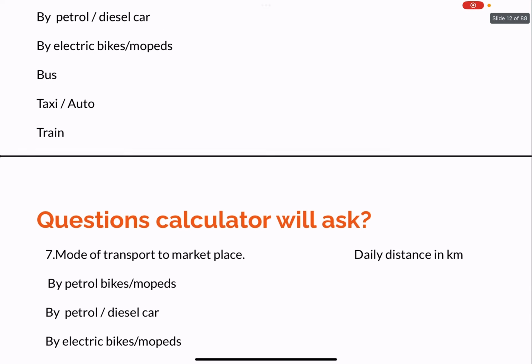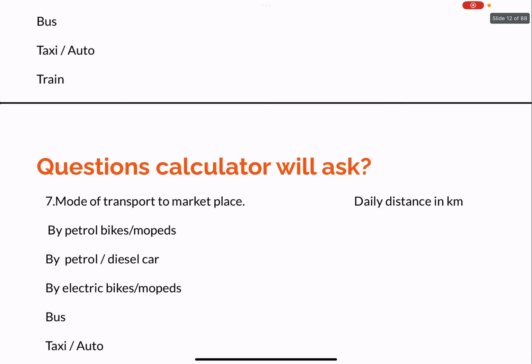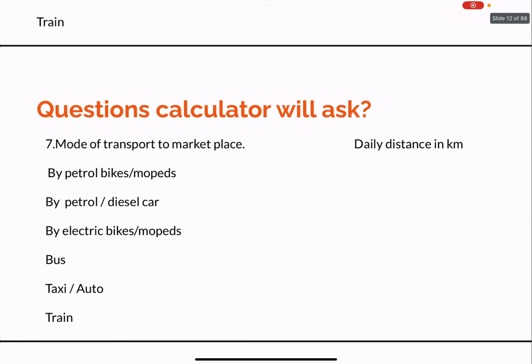Similarly, the user might be traveling to the marketplace. So the same data is needed: what would be the mode of transport and how much distance does the user cover while traveling to the marketplace. If the distance varies, then the average distance has to be given as input into the calculator.